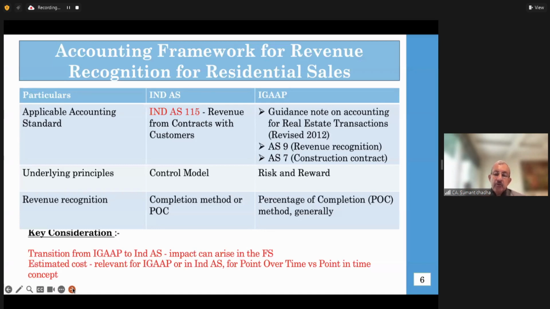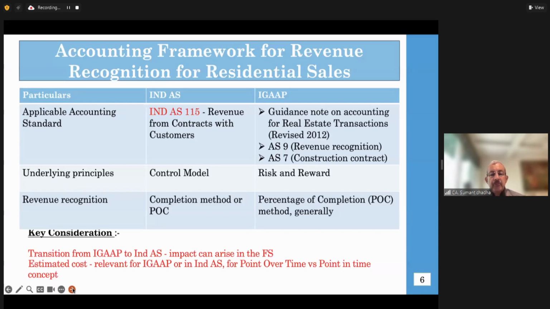Typically in IGAP, it was over time, that is, as I expend and based on my estimated budgets of expenditure and revenue, I start booking notional income. I may not have received one rupee from the flat owners or from the customers or potential customers, but I'll start booking revenue. Indians will have a totally different flavor, because unless I cede control to the customer or buyer, it may be very difficult for me to recognize revenue. So it's generally more conservative, but there are various scenarios where things could change. By and large, I think that should be the thought process for understanding.